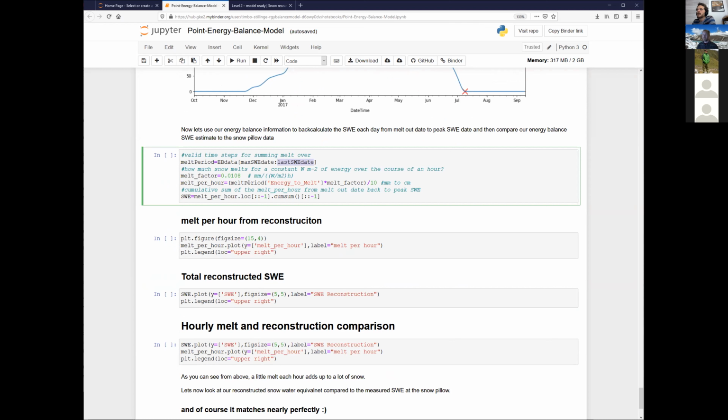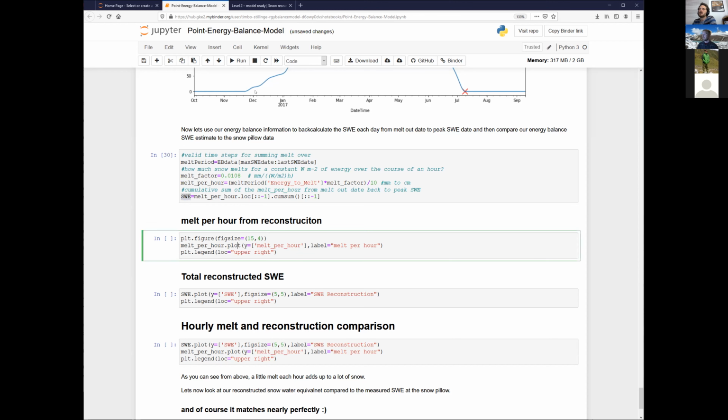And then we calculate from our energy to melt, we multiply that by the melt factor. We make sure we're doing all the same calculations in the same units of measure. That's what this divide by 10 is, because some of our stuff was in millimeters and some was in centimeters. And so we get the melt per hour, which is how much energy we had available to melt, and then how much snow we can melt with that amount of energy. And then we can also calculate the total SWE, which is just the cumulative amount of melt over the whole period. So if I run that, first we can plot this melt per hour.